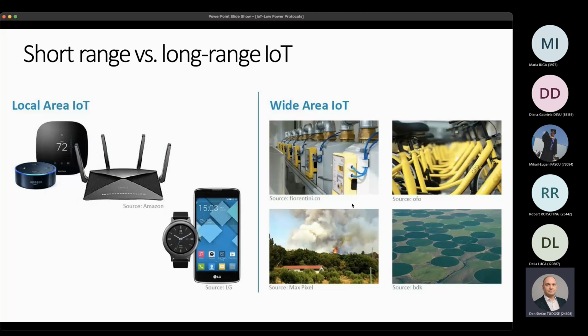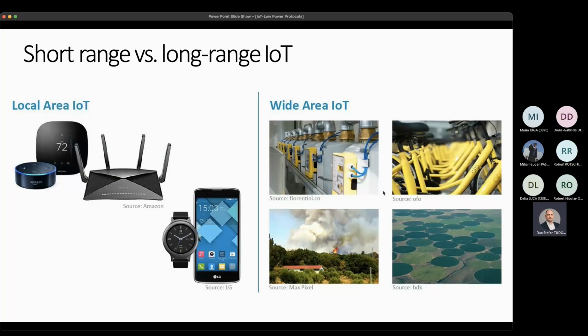Wide area IoT are devices that can communicate over, like the name says, a wide area. So we're talking about smart meters, for example, that establish a connection across a city. We're talking about hazardous events detection such as fires. We talk about smart farming. We're talking about resource and asset tracking, such as rental bike tracking inside of a city, for example.